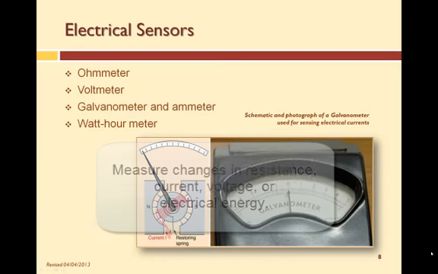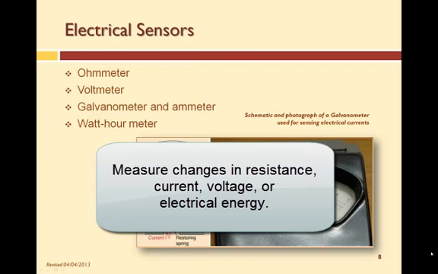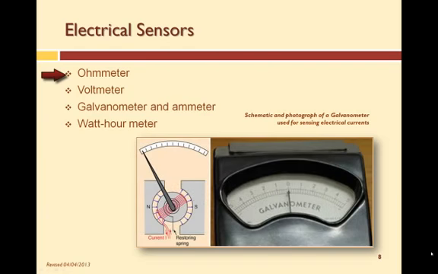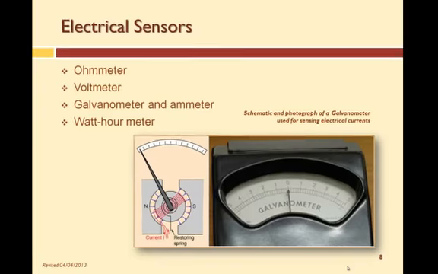Electrical sensors are sensors that measure changes in resistance, current, voltage, or electrical energy. Examples of electrical sensors are the ohm meters, which measure resistance, voltmeters, which measure voltage, galvanometers and ammeters, which measure current, and watt-hour meters, which measure the amount of electrical energy supplied to and used by a residence or business.